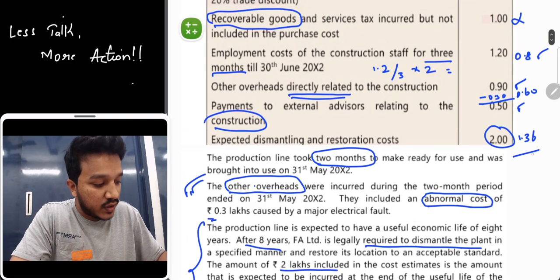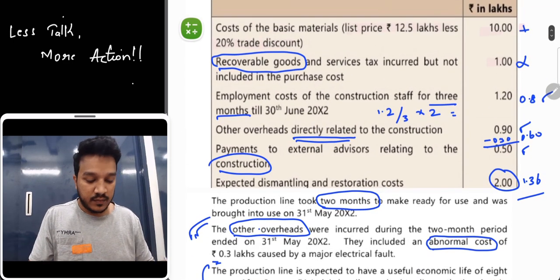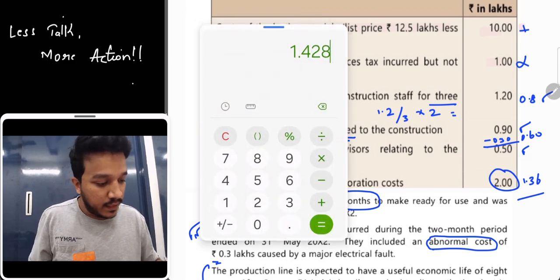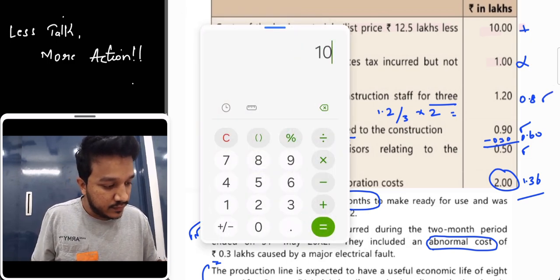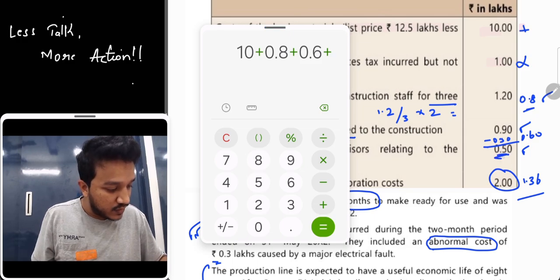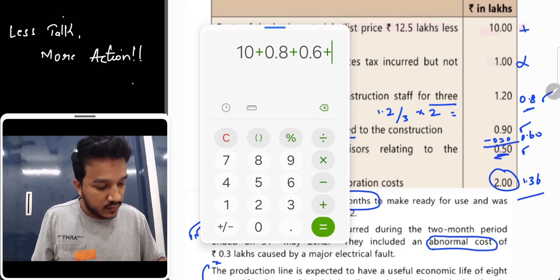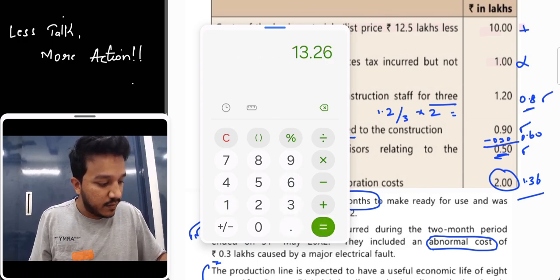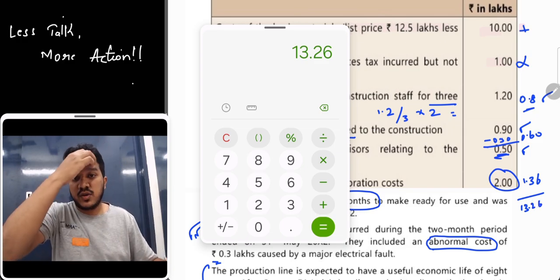So now let's see what is the total cost coming. Okay, 10 plus 0.8 plus 0.6 plus 0.5, this one is 0.5, plus 1.36. Okay, it is coming up to 13.26, the total value of the asset.